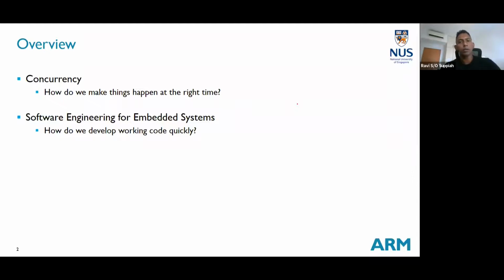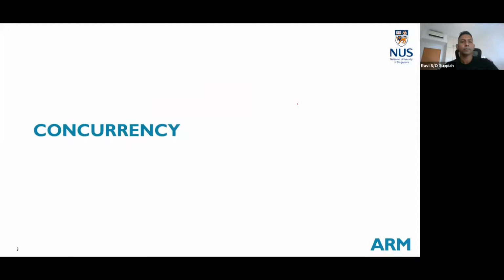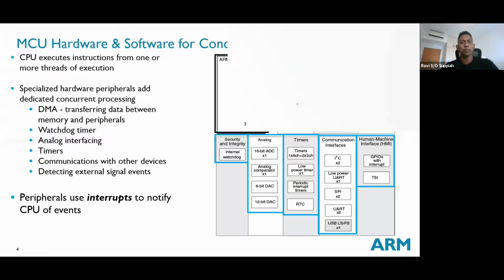What we want to do is look at this idea of concurrency, which is basically trying to make things happen at the right time. When we say concurrency, generally we say many things happening at the same time, and that gives us the ability to think of things happening in parallel. How do we develop such code for embedded systems? Let's look at that in more detail.